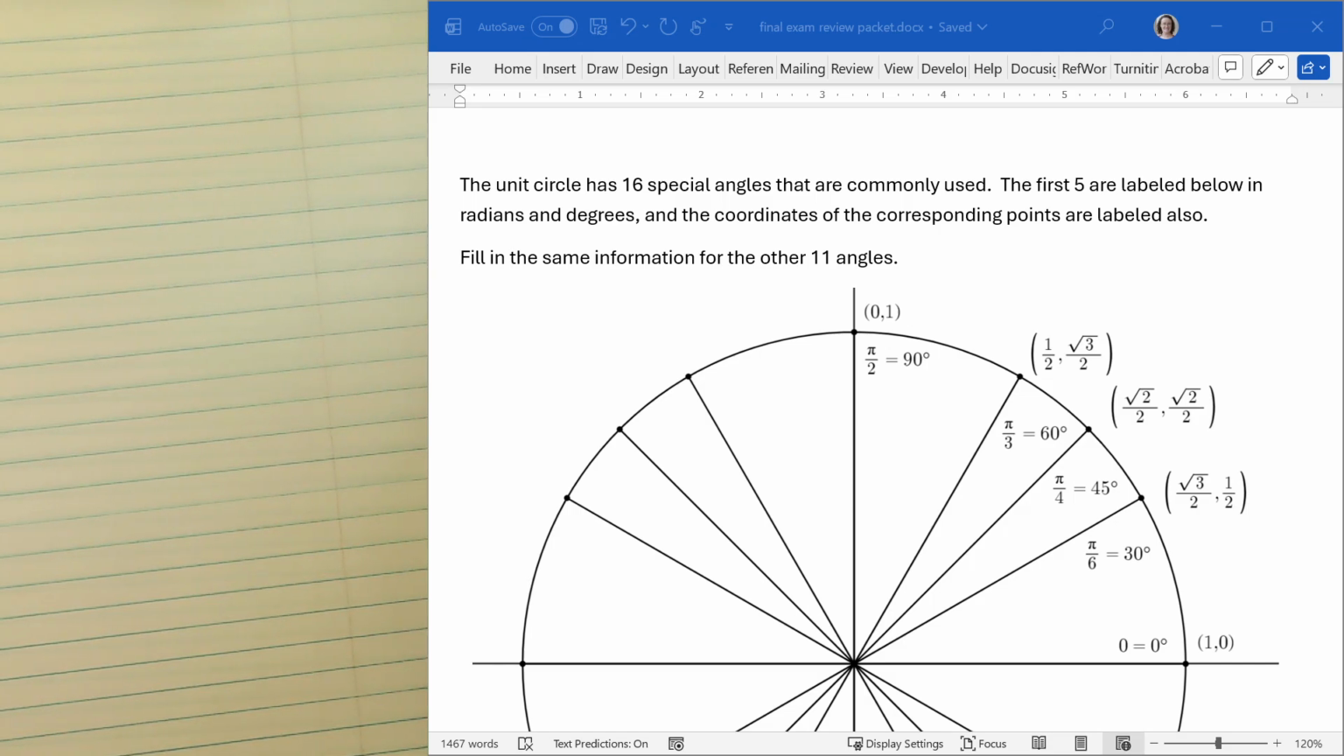Hello everyone. In this video I am going to show you how to fill in a unit circle from either the first quadrant or in fact from scratch. So the question I've got written up here says the unit circle has 16 special angles that are commonly used. The first 5 are labeled below in radians and degrees, so that's the first quadrant here.